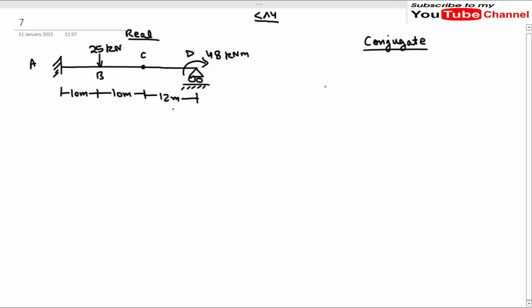Let us draw the beam first here. This is our A, this is B, this is C, and here we have our D. Now this fixed support at A will be replaced by a free end in the conjugate beam, and this internal hinge at C will be replaced by a pinned support at C, and this roller support at D will remain the same in the conjugate beam. This will not be replaced.